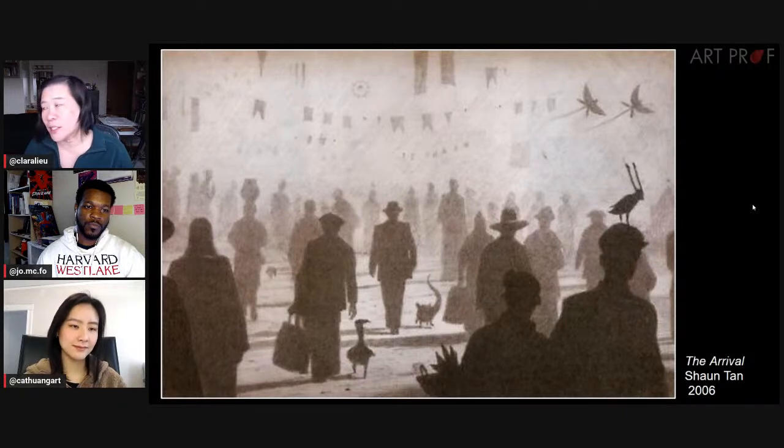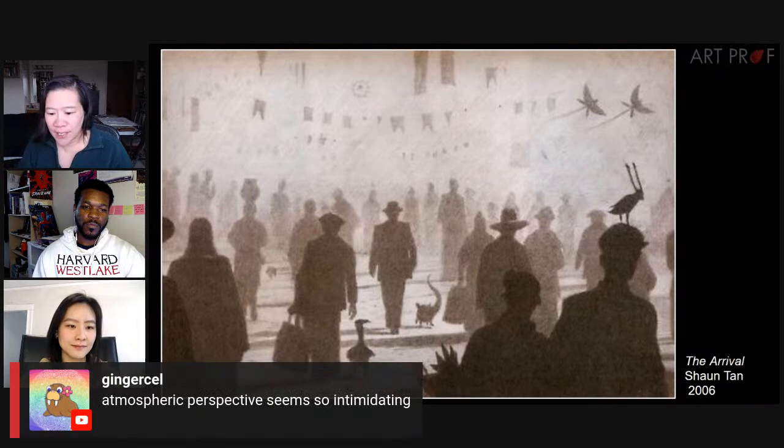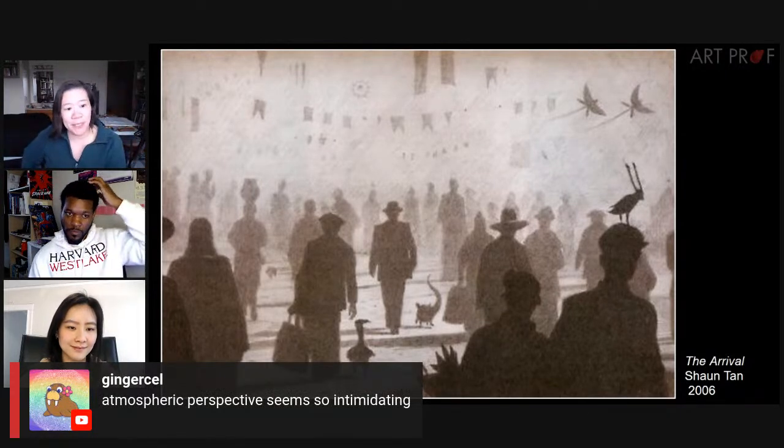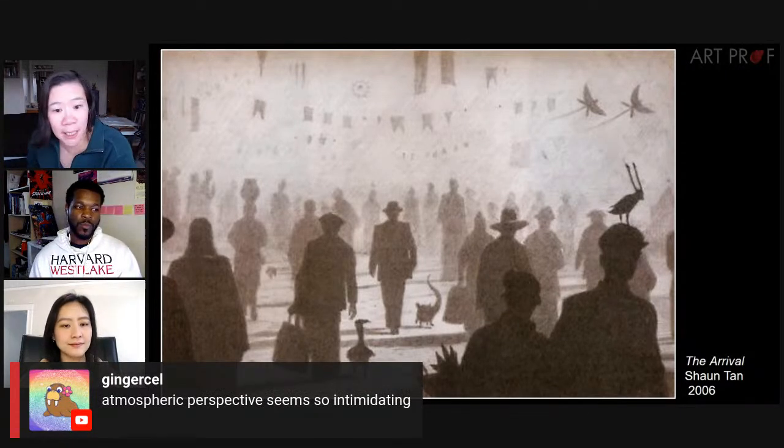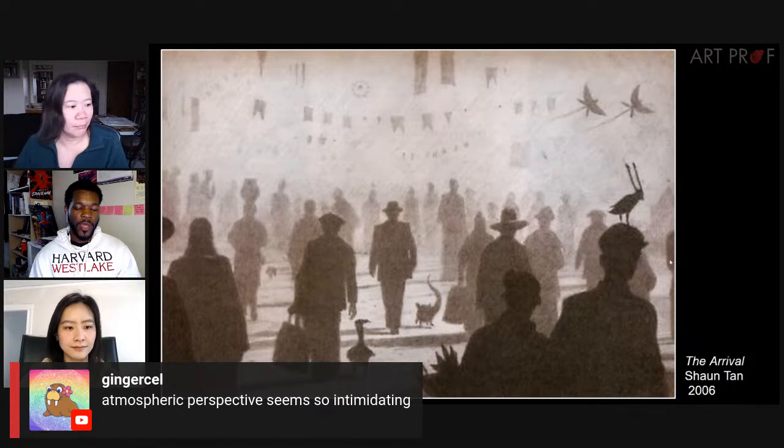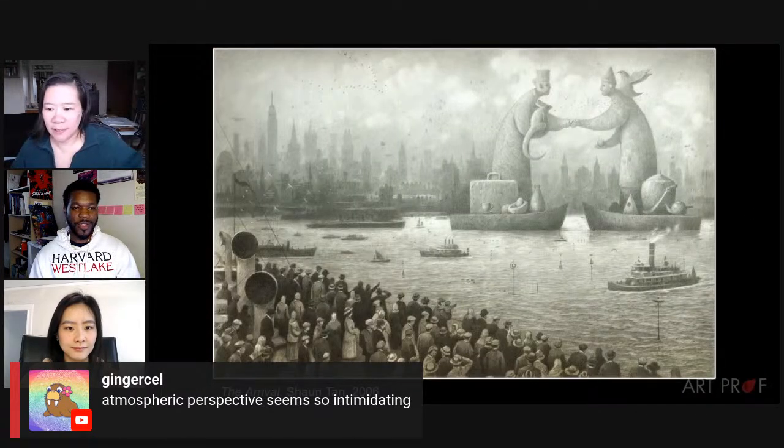So that's where you have to really be able to separate them, because I know it just gets very, very confusing very fast. Ginger says, atmospheric perspective seems so intimidating. Well, any tips, Jordan? Because it is, for a lot of people, a new concept, and it's a lot to digest. The way I break it down is put it in steps, right?